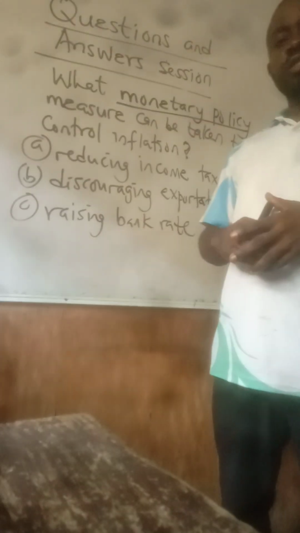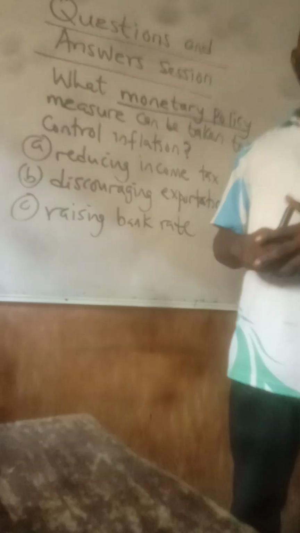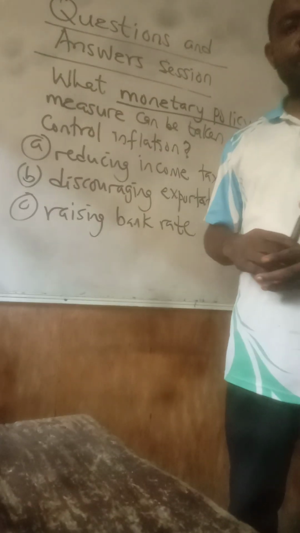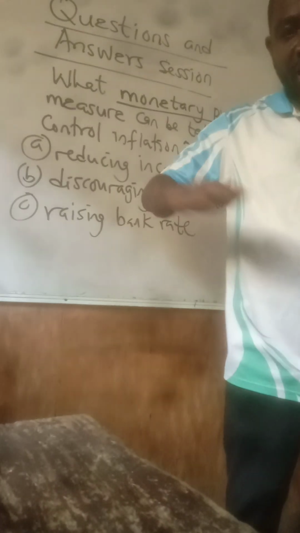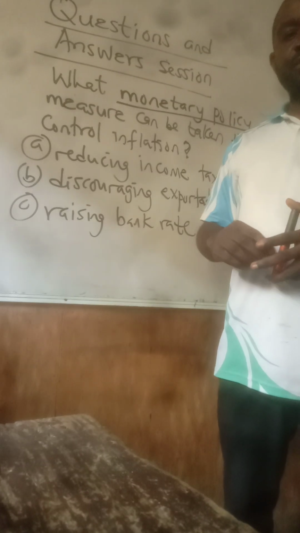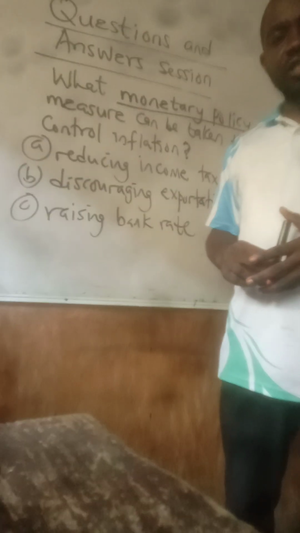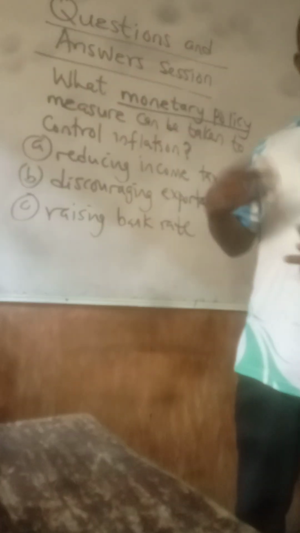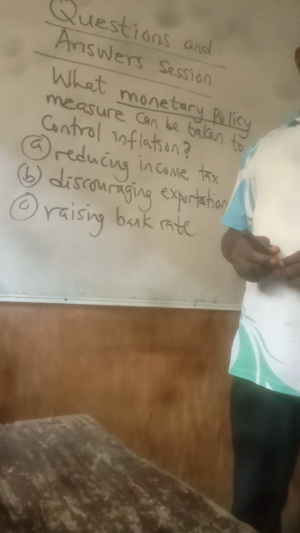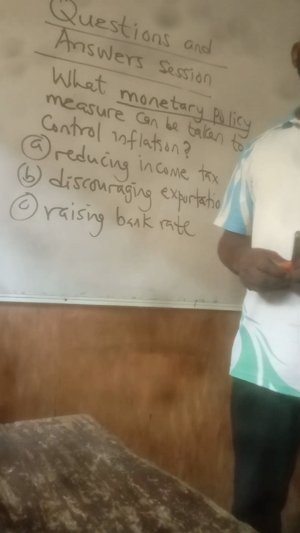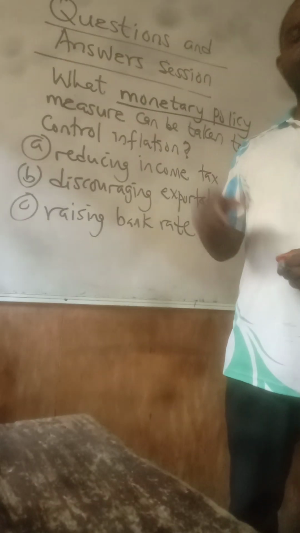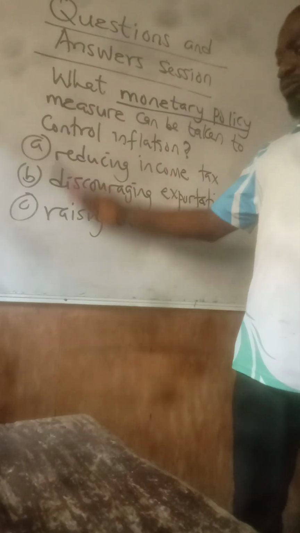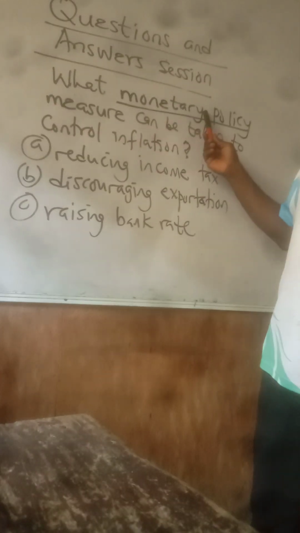Monetary policy is a policy taken by the central bank. I repeat, monetary policy is a policy taken by the central bank to regulate the financial activities of other banks in the economy. The other banks we know here are the commercial banks. So monetary policy is a kind of policy used by the central bank of any country to regulate the financial activities of commercial banks. Now, if you look at these options, each of these options directly speaks to monetary policy.